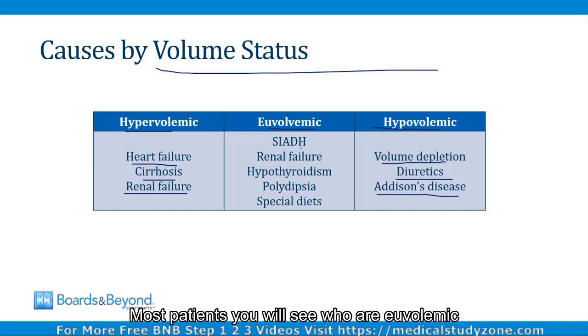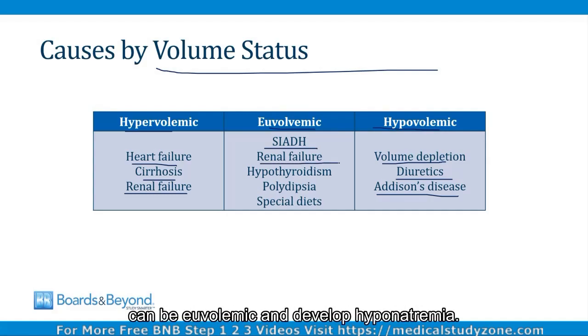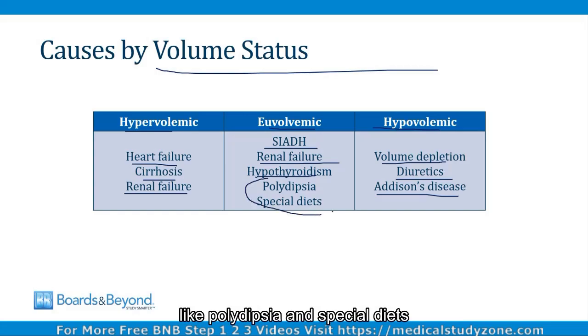Most patients you will see who are euvolemic with hyponatremia have SIADH. This is very common, and when the patient is euvolemic, this is the most common cause. As I said before, patients with renal failure can be euvolemic and develop hyponatremia. Thyroid disease is always in the differential of hyponatremia. It usually causes euvolemic hyponatremia. And finally, those rare causes we talked about like polydipsia and special diets cause euvolemic hyponatremia.